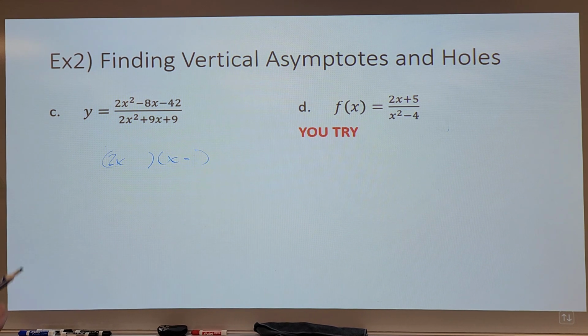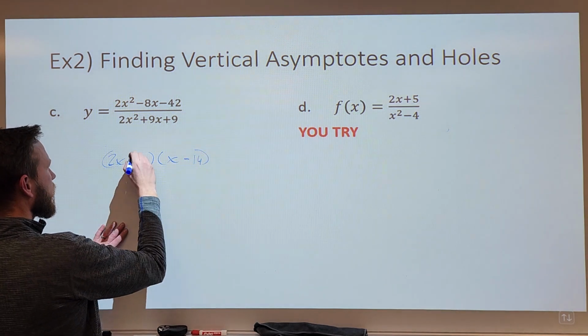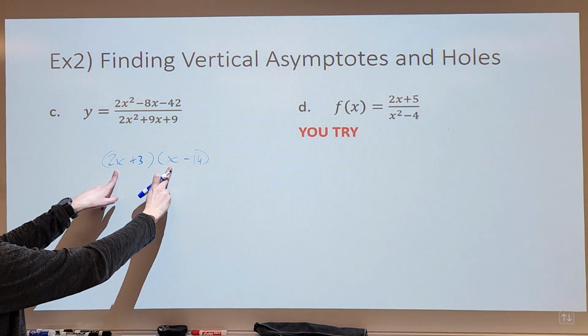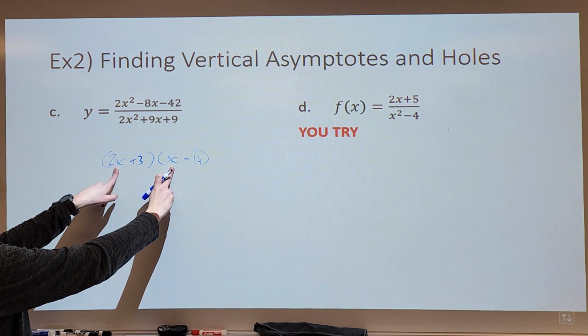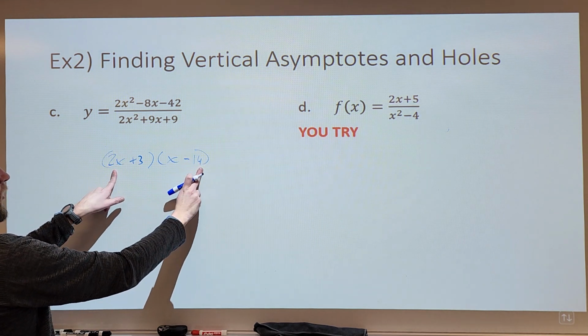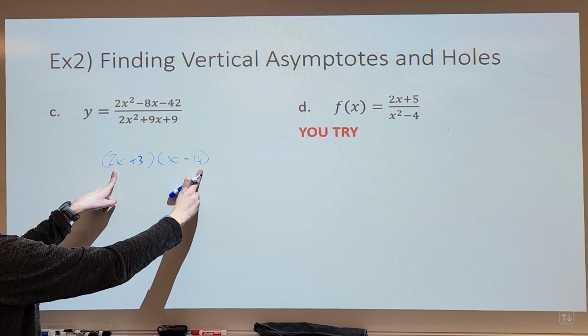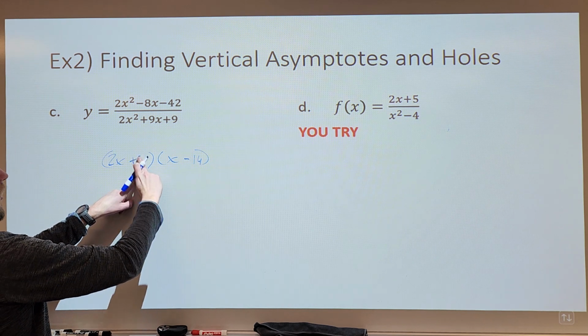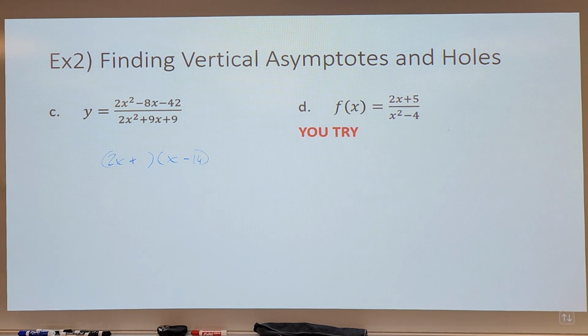But that's okay. That's what we want. We want 14. So this is negative 14, and this is 3. So let's double check that. This is going to give us 2x squared. This is going to give us negative, that's negative 28. That's not quite right. I keep messing up my factoring. I should know algebra 2.